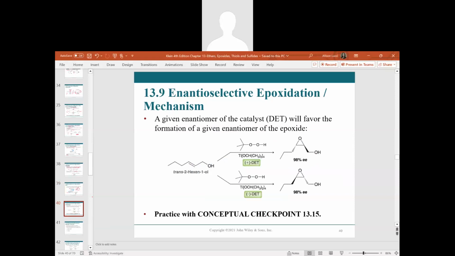So this is our mechanism that's shown, and we generate that enantiomeric excess of about 98% for each of these reactions. Again, depending on which enantiomer of our DET catalyst we use, the positive will form above the plane of the double bond, and the negative DET would form our epoxide below the plane. And that's how we see the differences in the enantiomer that results as our product.